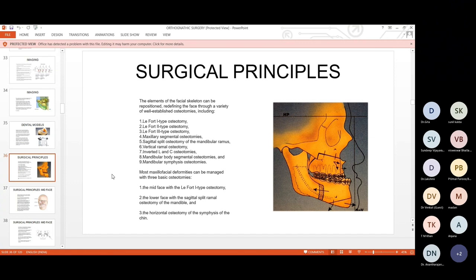Now, having said all this, most of the maxillofacial deformities can be managed by three basic osteotomies which have stood the test of time. Number one, the Lefort 1 osteotomy. Number two, the sagittal split. And number three, the sliding genioplasty, or the chin surgery, the horizontal osteotomy of the symphysis of the chin. These three put together can virtually cover 99% of your dentofacial anomalies in orthognathic surgery.